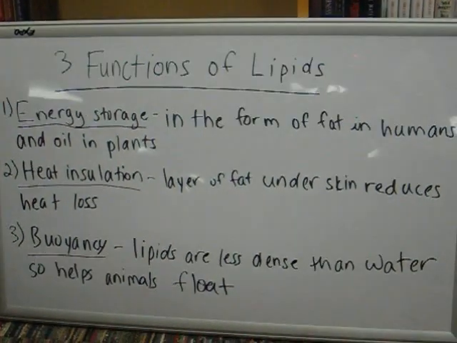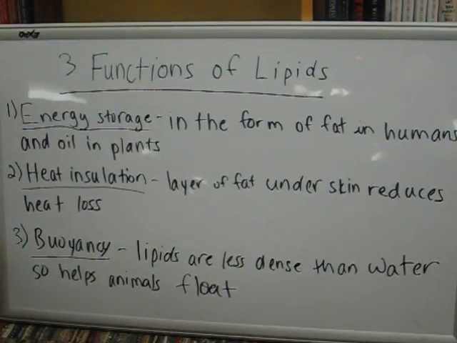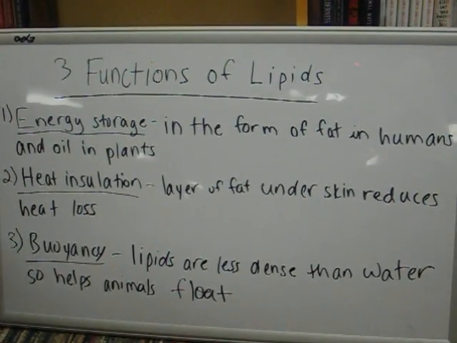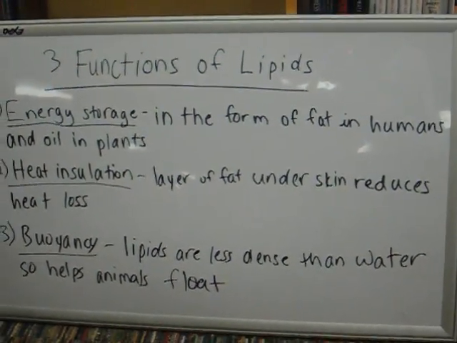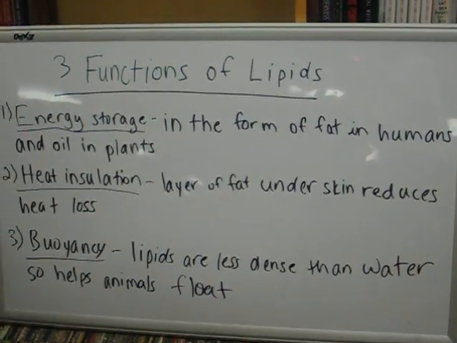The second function is heat insulation. A layer of fat under the skin reduces heat loss so we can stay warmer. And then the third function is buoyancy. Lipids, since they're less dense than water, make it easier for animals with more fat to float in water.